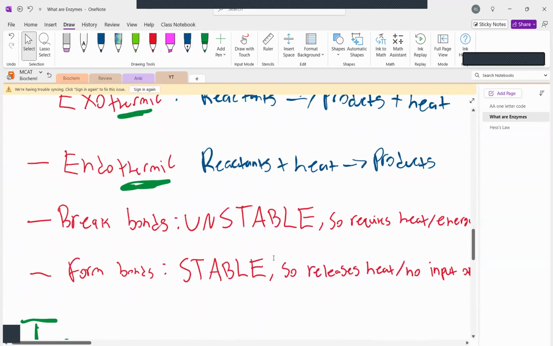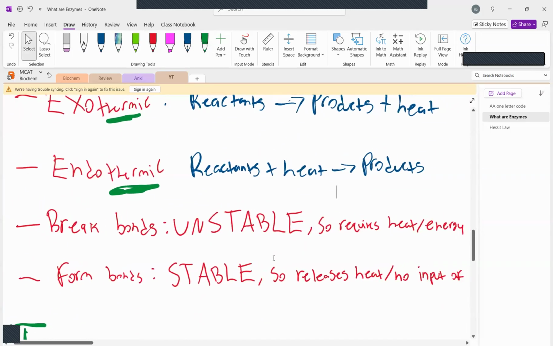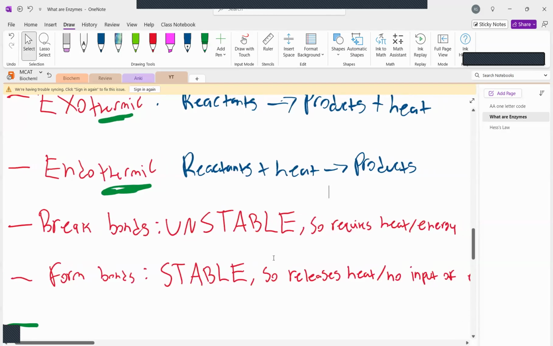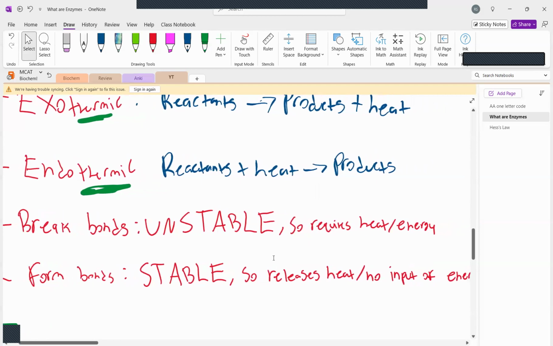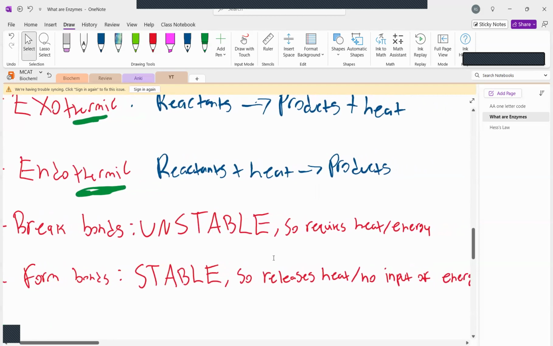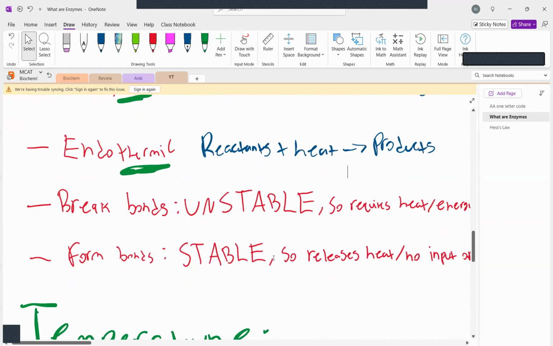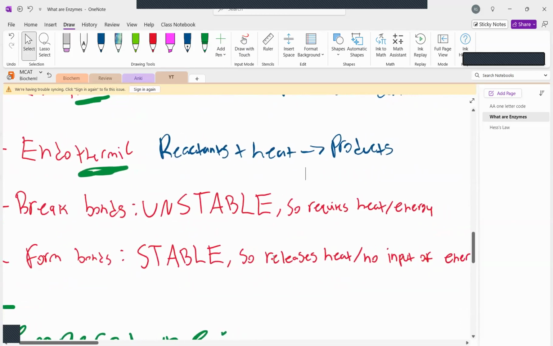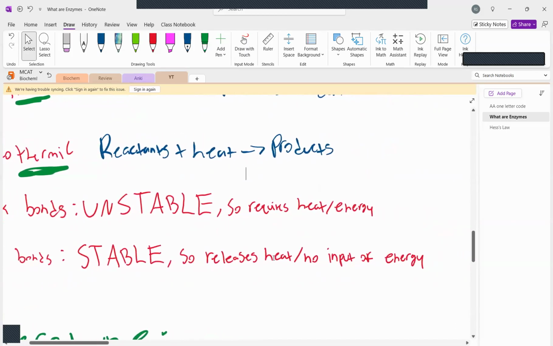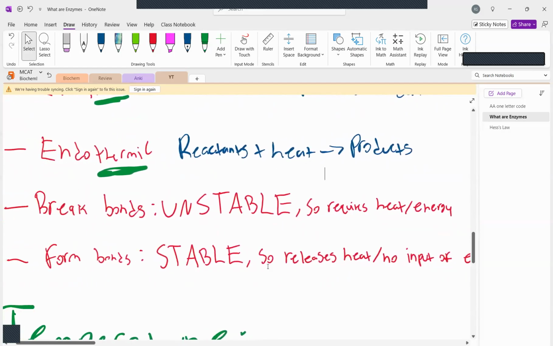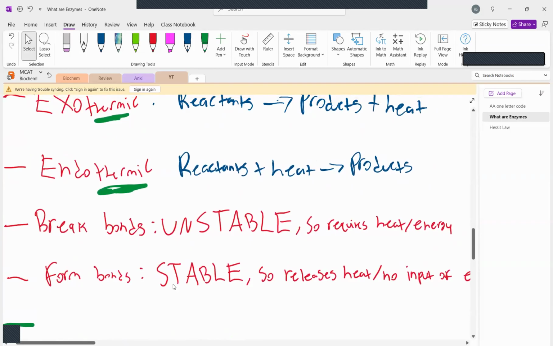Also, another thing: if you're breaking bonds, that's unstable, so that's not great. That means you require heat and energy, since you're making it very unhappy, I guess. That's kind of how I like to think about it. Then if you're forming bonds, it's pretty stable. So you're releasing heat and you don't need any input of energy to do that. Applying our terms, forming bonds is exothermic, and breaking bonds, unstable, is endothermic. You're making the universe unhappy.